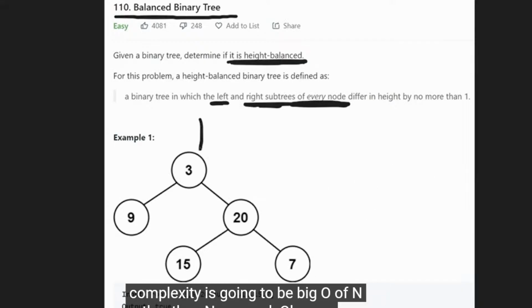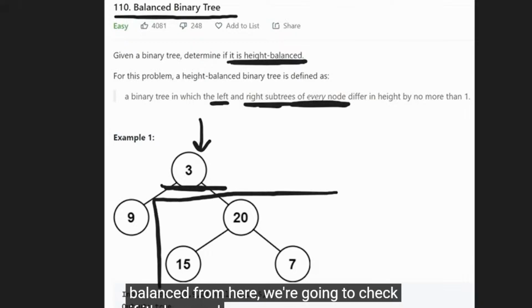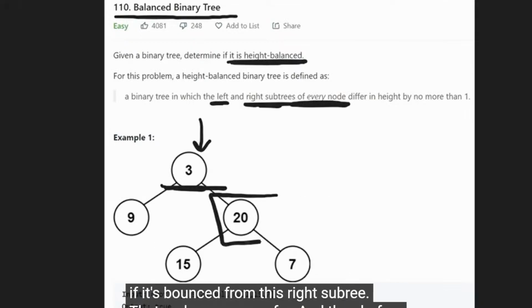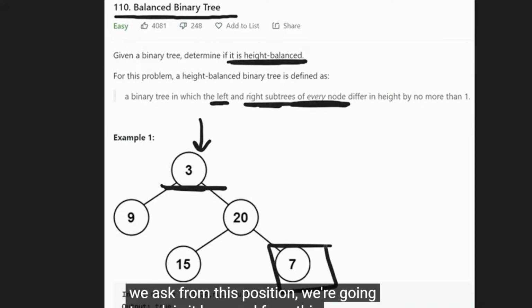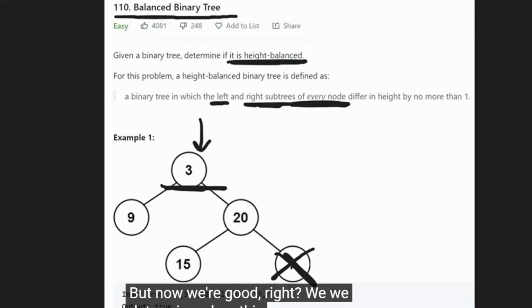Okay, so when we get to the root, before we check if it's balanced from here, we're going to check if it's balanced from this right subtree. That makes sense so far. And then before we ask from this position, we're going to ask, is it balanced from this leaf node, right? And now we can't really go any lower because this node doesn't actually have any children. So of course its subtrees are going to be balanced, but now we're good, right? We determine, okay, from this node, yes, the left and right subtrees are balanced, right?